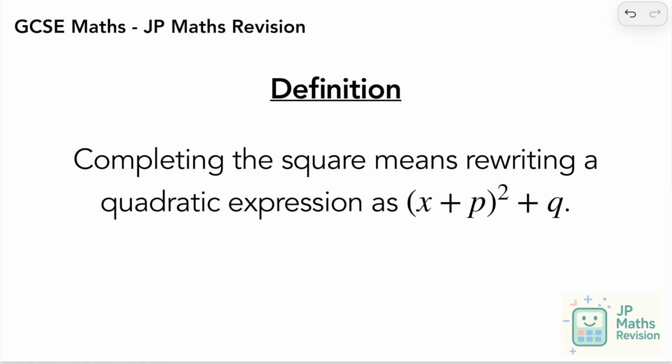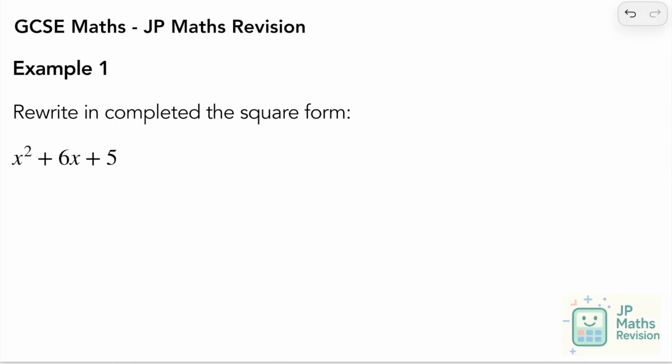So completing the square means to rewrite a quadratic expression as x plus p squared plus q. So here's an example where we have to start from scratch. So we need to write this expression in completed the square form. So we don't have the nearest possible square expression that it belongs to, so we have to sort of work it out ourselves. So there is a bit of a method to this.